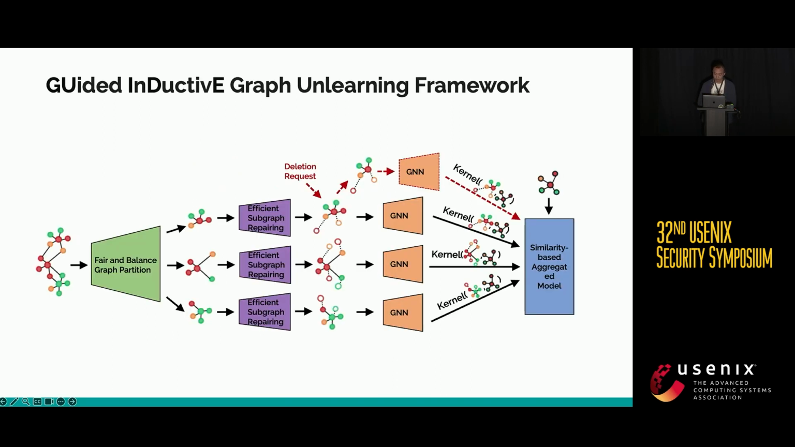Motivated by our above findings, we propose this guided inductive graph unlearning framework named GUIDE. GUIDE consists of three components: guided graph partitioning with fairness and balance, efficient subgraph repairing, and similarity-based aggregation.